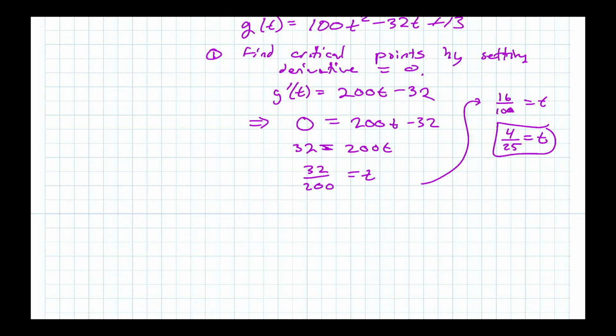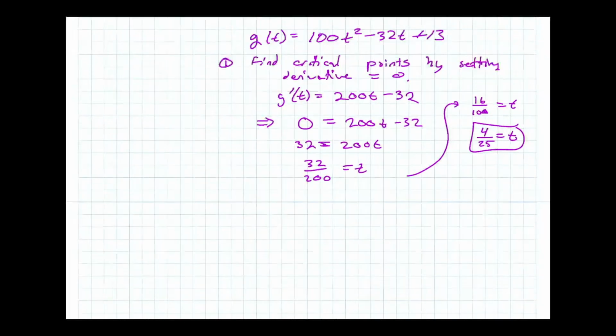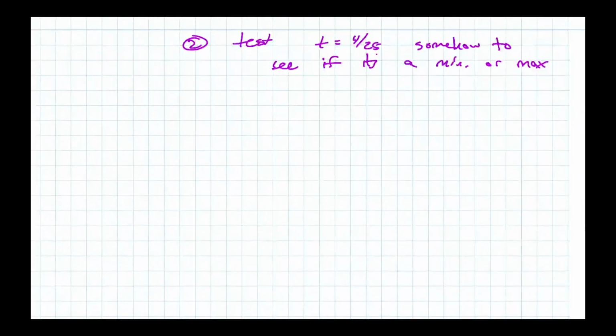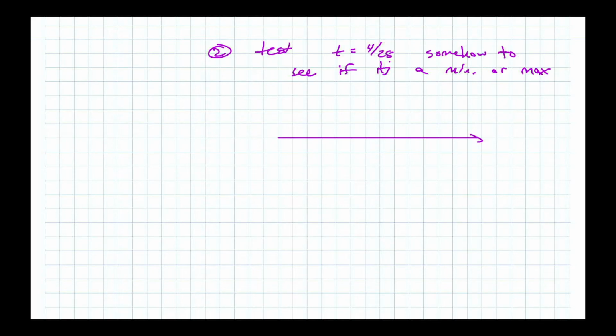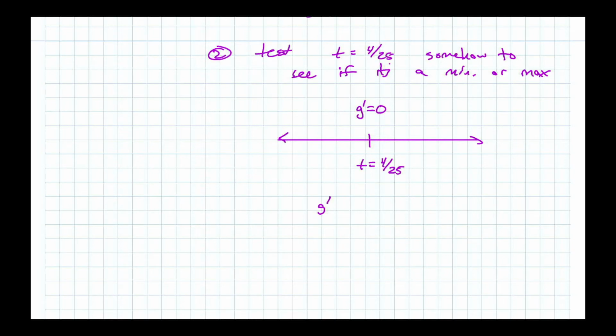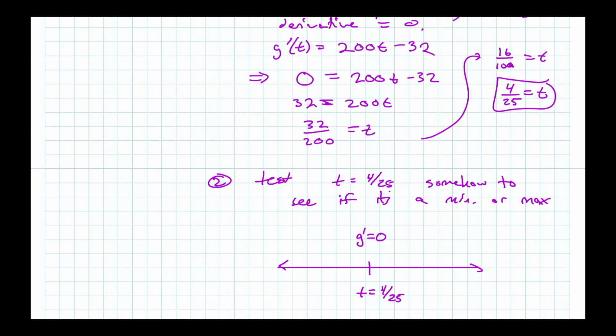Okay. Now, technically, we don't know if it's a minimum or a maximum. So you should do something to figure that out. Test t equals 4 over 25 somehow to see if it's a minimum or maximum. And you can use the first derivative test or the second derivative test. I'm going to use the first derivative test. So what you got is t equals 4 over 25. And at that place, g, remember g was just a made up name for the function, g prime was equal to 0, right? And so we're just looking at g prime here, which was 200t minus 32.